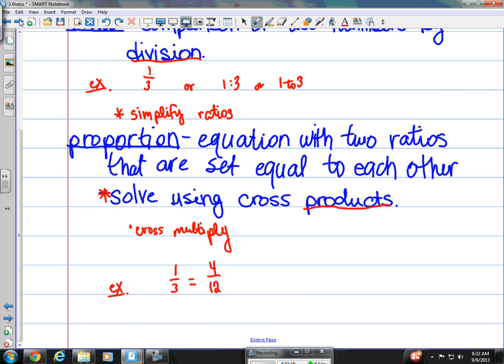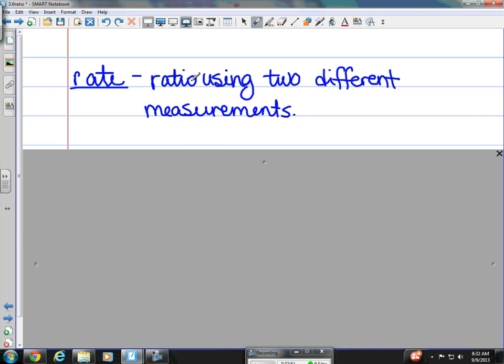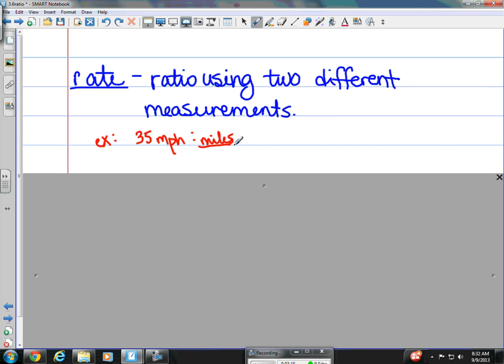All right, our next definition is rate, and rate is a ratio using two different measurements. And a good example of that would be whenever you think about your car, like miles per hour, like we're driving 35 miles per hour, because that means we're comparing miles to the hours it takes to drive those miles.